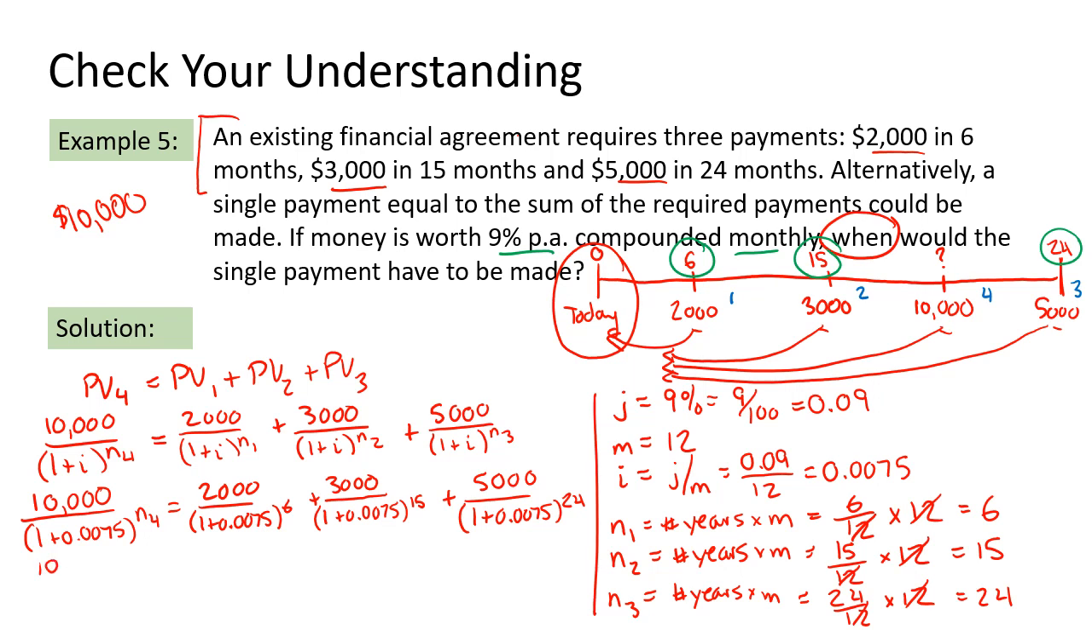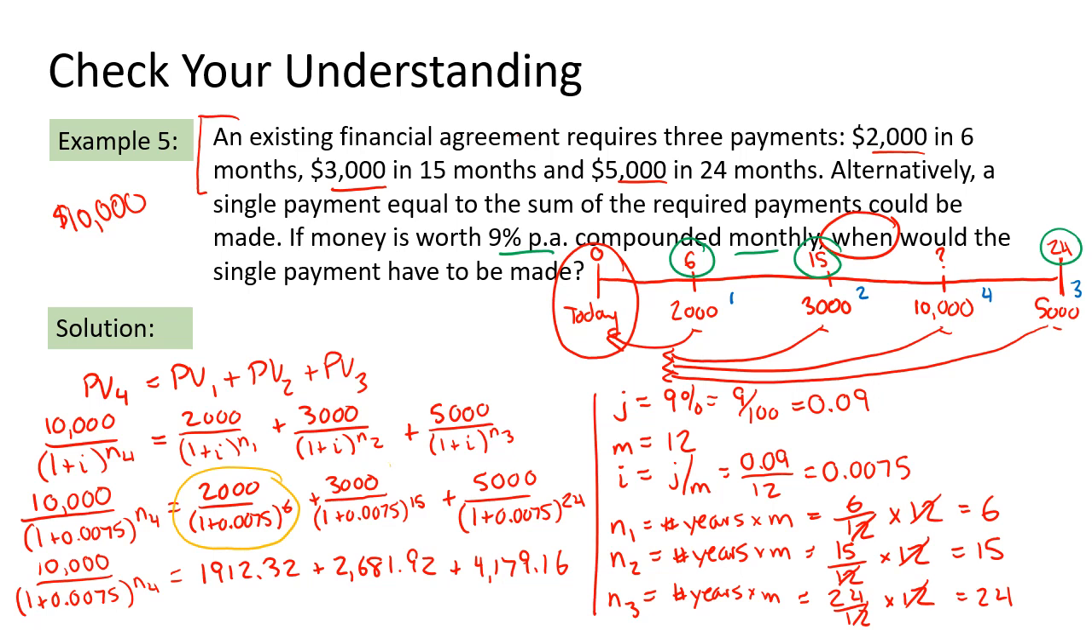So we can multiply each one of these values out. So on the left side, we stay at 10,000 divided by 1 plus 0.0075 to the n4, and that's equal to the first term, $1,912.32, plus the second term, $2,681.92, plus the third term, $4,179.16. So all I did was multiply each one of these out.